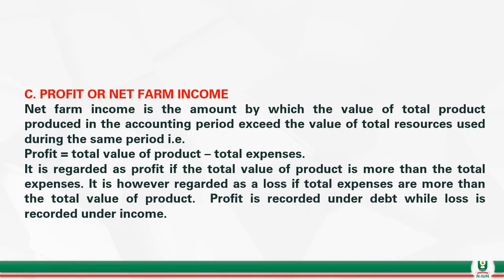Let us see the C part, profit or net farm income. Net farm income is the amount by which the value of total products produced in the accounting period exceeds the value of total resources used during the same period. That is, profit is equal to total value of products minus total expenses. It is regarded as a profit if the total value of products is more than the total expenses. It is, however, regarded as a loss if the total expenses are more than the total value of the products. As such, profit is recorded under debits while losses are recorded under income.